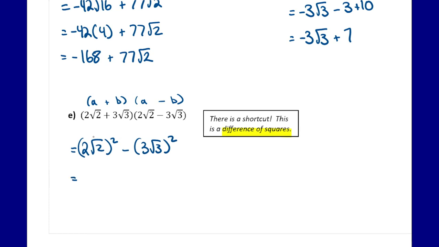The exponent 2 applies to both parts. So 2 to the power of 2 is 4. Root 2 squared is just 2, so we cancel the root. Minus 3 squared is 9. Root 3 squared is 3. We get 8 minus 27, which is negative 19.